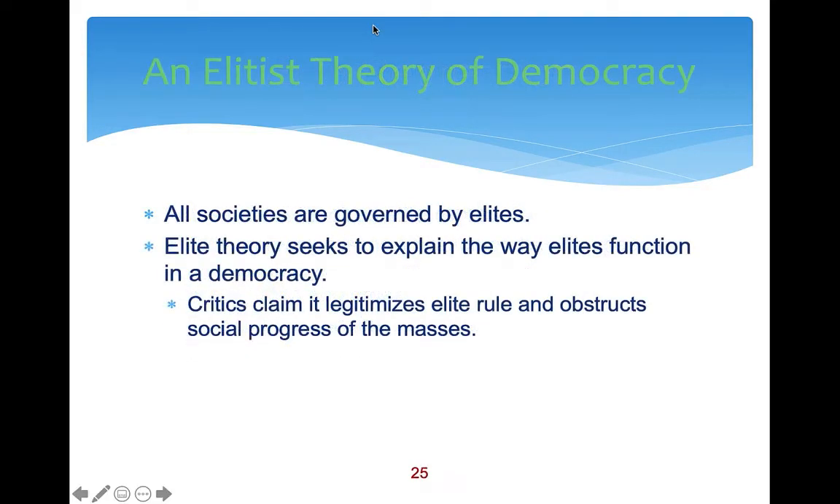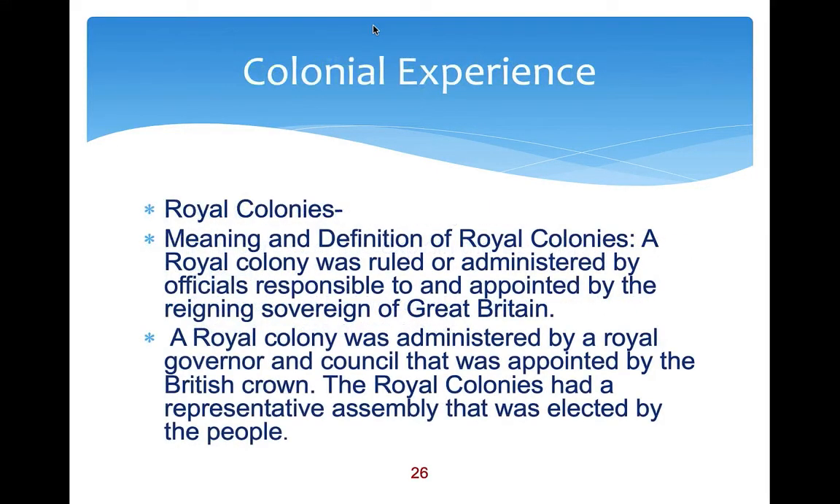All societies are governed by elites. Elite theory seeks to explain the ways elites function in our democracy. Okay, so let's jump to talking a little bit about the colonial experience. We're going to go back and forth between political science and history. This is the history part.